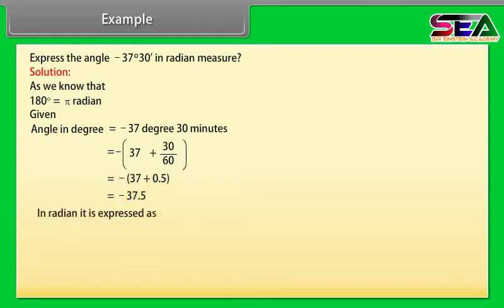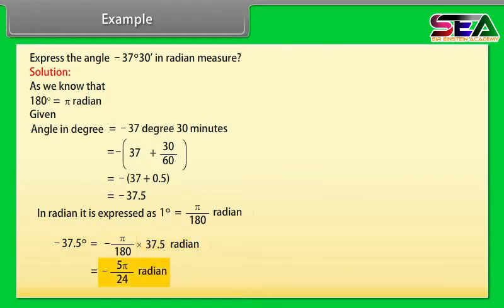In radians, it is expressed as 1 degree is equal to pi by 180 radians. Minus 37.5 degrees is equal to minus pi by 180 into 37.5 radians, which is equal to minus pi by 24 radians.